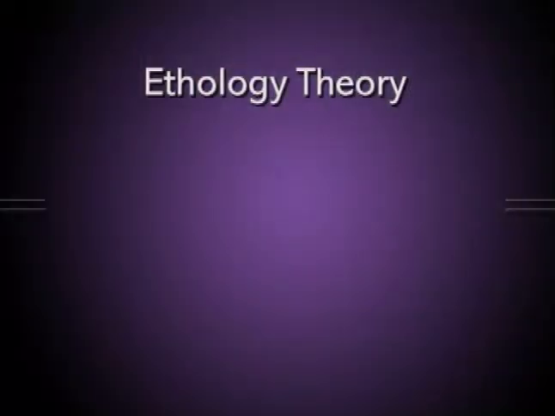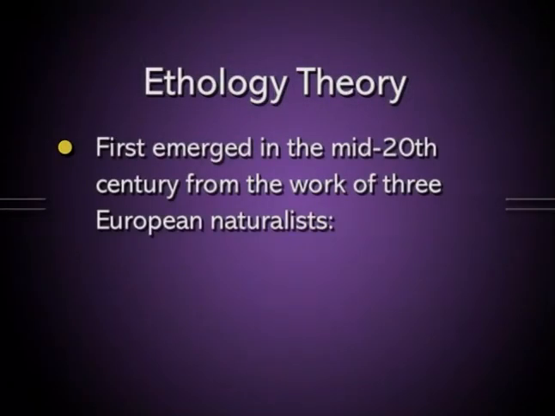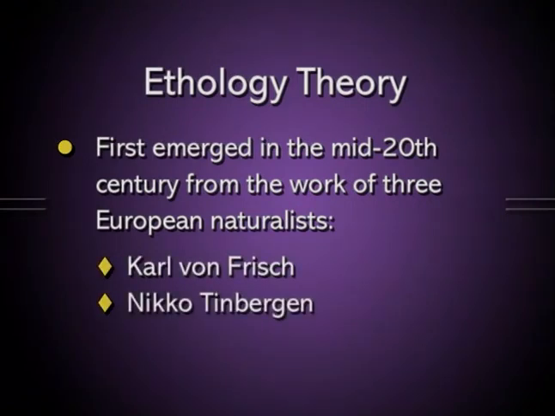As I mentioned, John Bowlby and Mary Ainsworth were the two people who jointly formulated attachment theory. We're mainly going to talk about John Bowlby's work today. When John Bowlby rejected the Freudian psychodynamic theory as an inadequate theory to explain how attachment develops, he turned instead to ethology theory. Ethology theory first emerged in the mid-20th century, from the work of mainly three European naturalists, Karl von Frisch, Nico Tinbergen, and Konrad Lorenz. Later on, they actually won a Nobel Prize for their work.